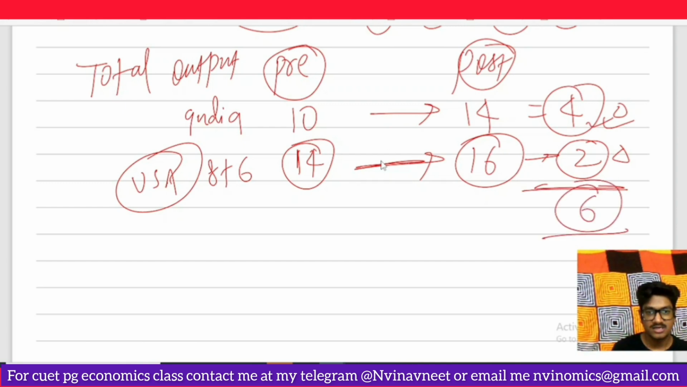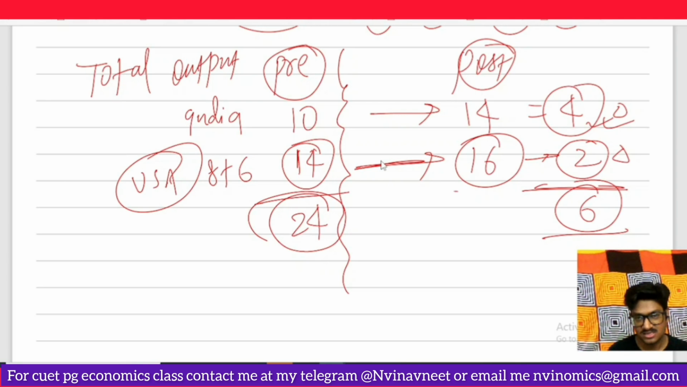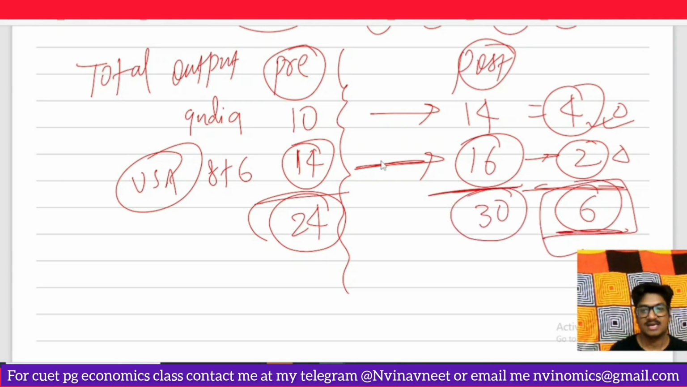Before the trade, when trade was not happening, it was only 10 plus 14, 24 units. And after the trade, 14 plus 16, 30 units. So net gain is 6. Any doubt? That's all about absolute trade advantage theory. किसी को समझ में नहीं आया तो you can definitely ask. Clear? आगे बढ़े अब?